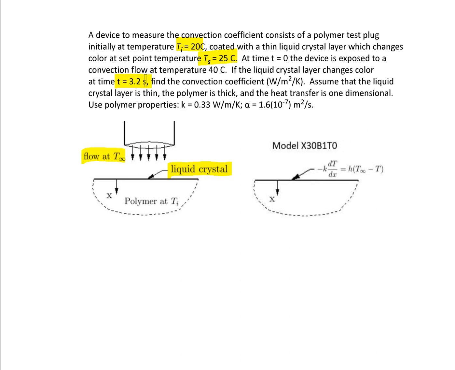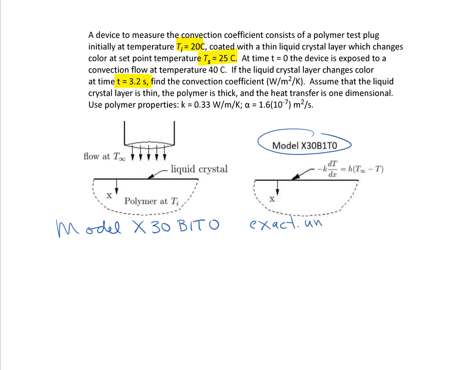We're going to assume that the liquid crystal layer is thin, the polymer is thick, and the heat transfer is one-dimensional. The polymer properties are given here. The solution is going to come from a model, and the number X30B1T0 is how it's cataloged at the website exact.unl.edu. We'll look at that website in a moment.